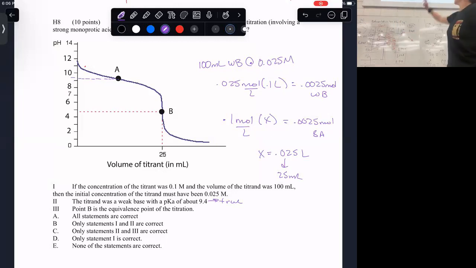So if that B line is pointing down to 25 mils at that steep point of our titration curve, we know that this will be the equivalence point when we've added 25 mils. And we just proved to ourselves, assuming that 1 is correct, that 3 is correct. So in this case, all answer choices are correct.